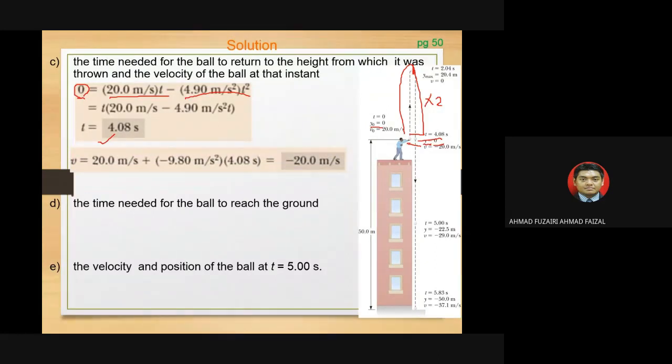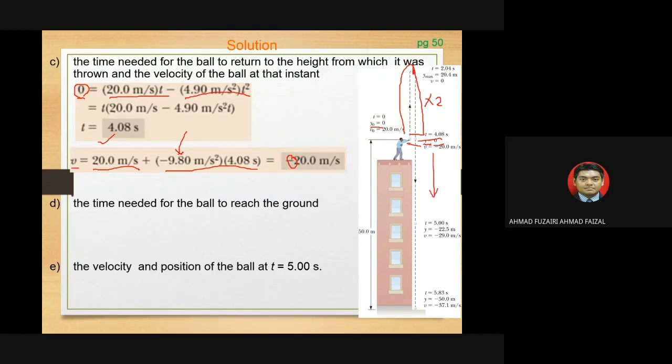So you can use the equation v equals v naught plus at. Again, a is the gravitational acceleration, equal to negative 9.8 meters per second squared, as gravity is always downward. So you get a negative value for velocity, which is negative 20 meters per second. Negative refers to the velocity of the ball being downward.